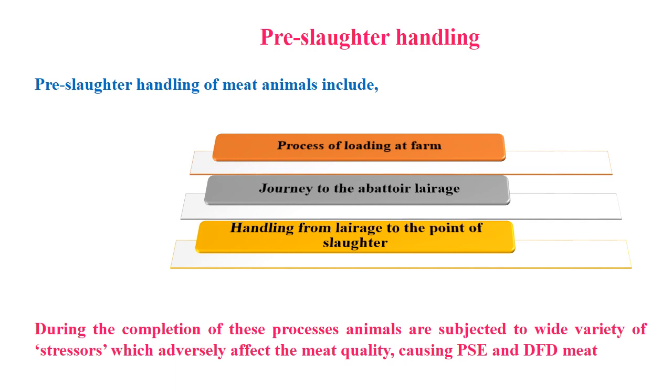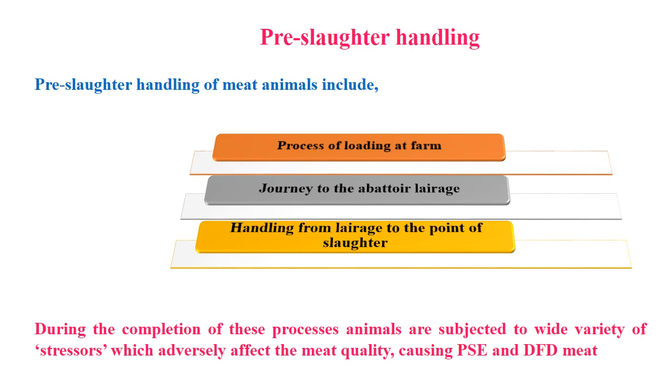Then the second is after they arrive, from unloading and reaching the lairage. That is another phase of handling which has a tremendous influence. And the third is handling from the lairage to the slaughter hall. So this is another phase of how the animal is handled. This process has an influence on the meat quality.